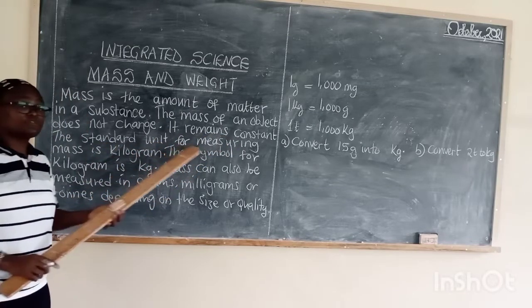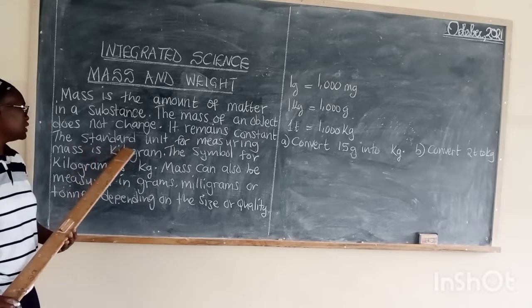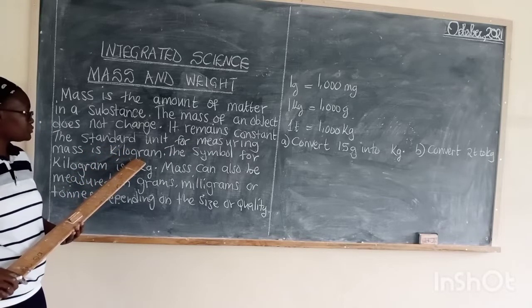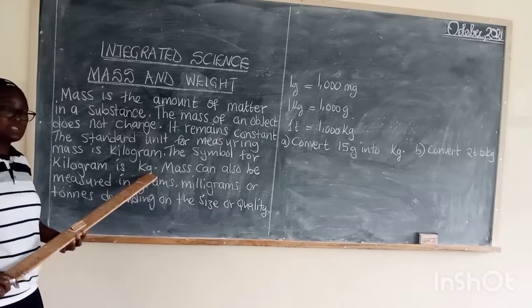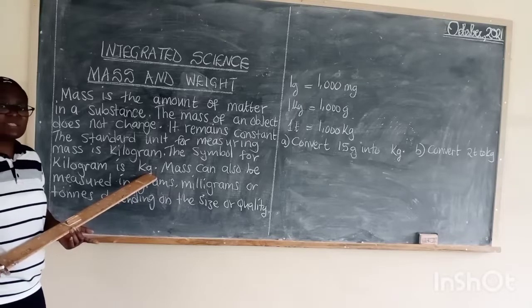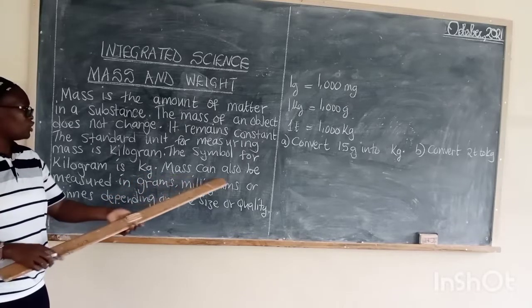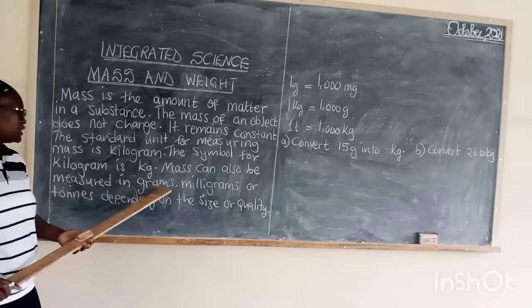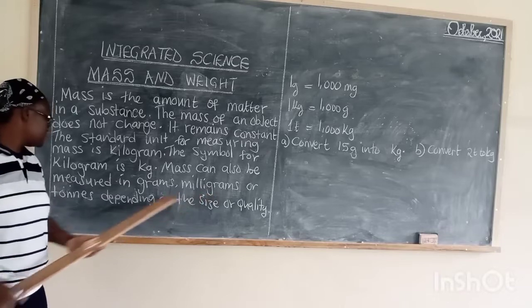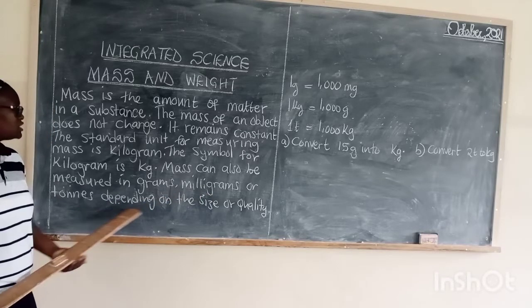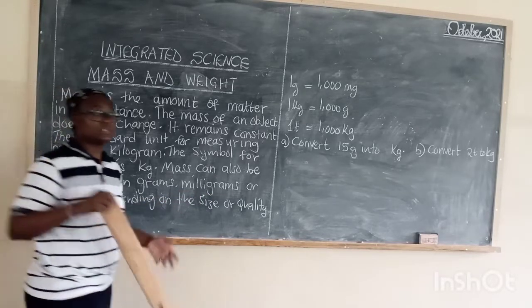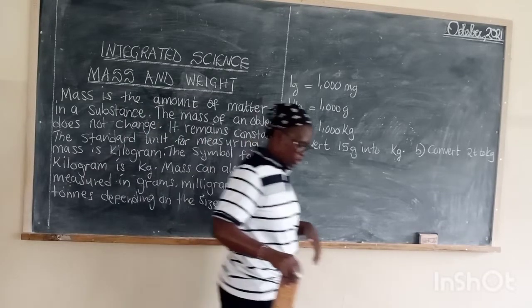The standard unit for measuring mass is kilograms. And the symbol for kilograms is kg. But mass is not measured in kilograms alone. We can also measure mass in grams, milligrams, and tons. This depends on the size and the quantity of an object.